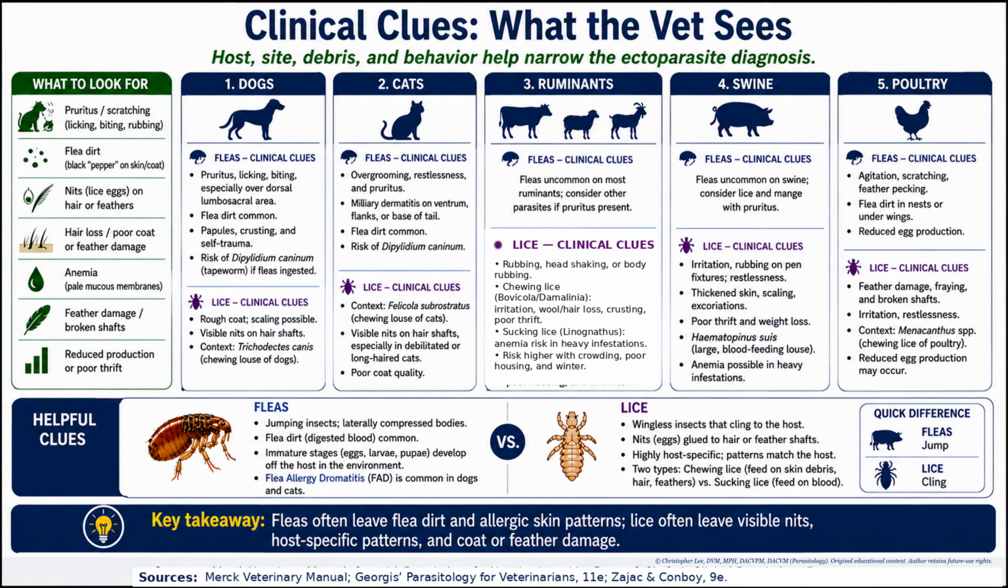Fleas can lead to life-threatening anemia in some cases. For lice, look for nits and adults on feathers and fur. For sucking lice, keep anemia on the radar. So when you see itchy skin, do not jump straight to a diagnosis. Ask host, site, debris, behavior, and parasite form. The patient is usually leaving you clues.